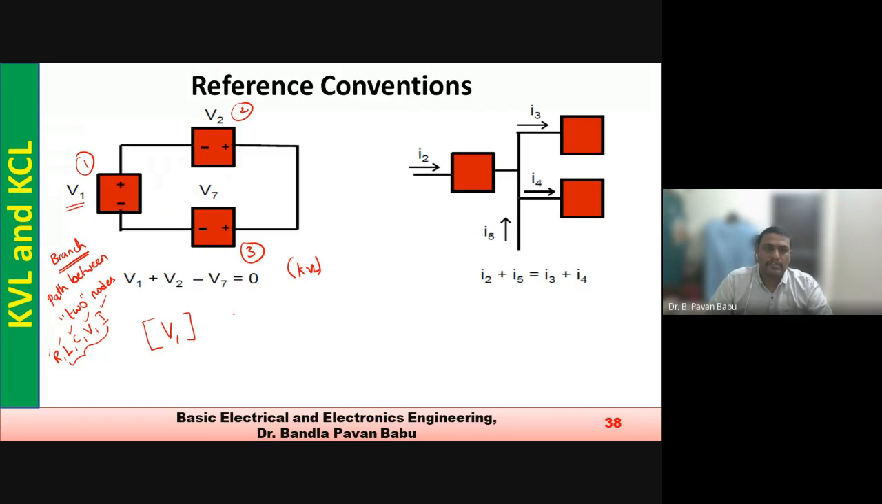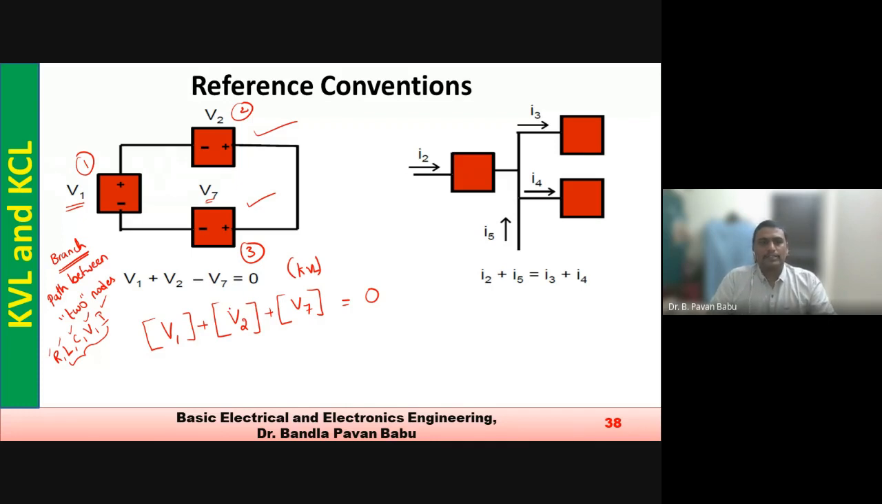Branch one is done, and next is branch two, that is V2, and next is the third branch. They have given the voltage as V7. Let us continue the same. The algebraic sum of all branch voltages is equal to 0. I have added all those things.